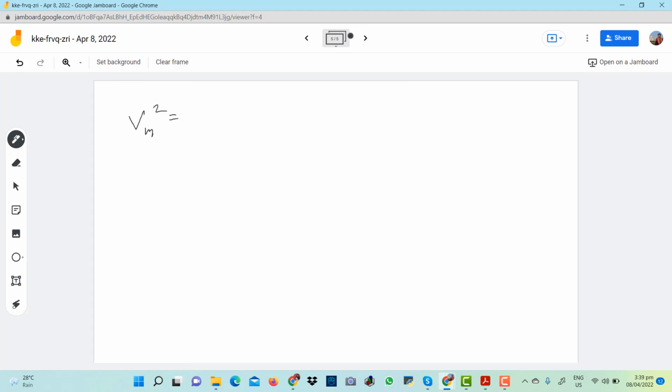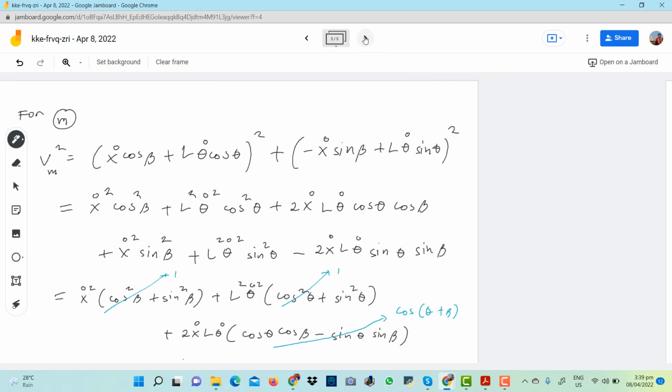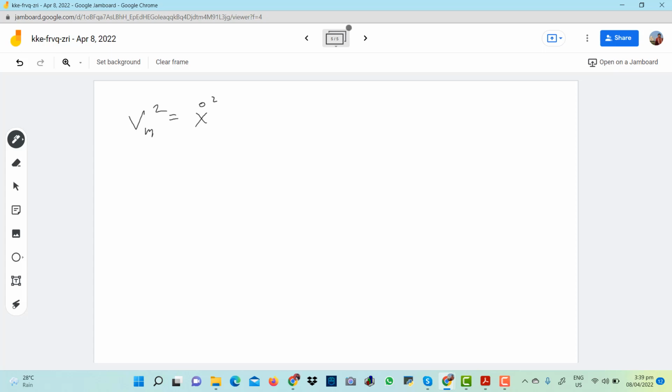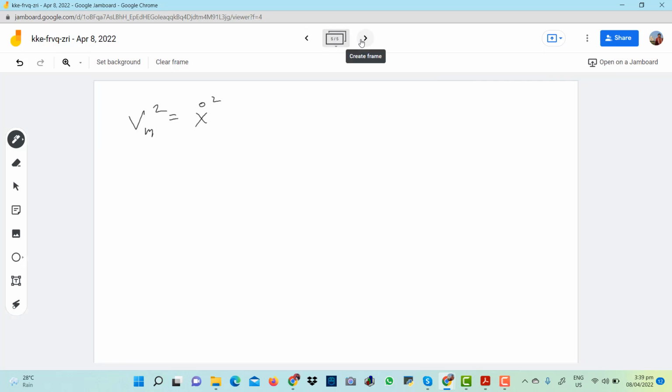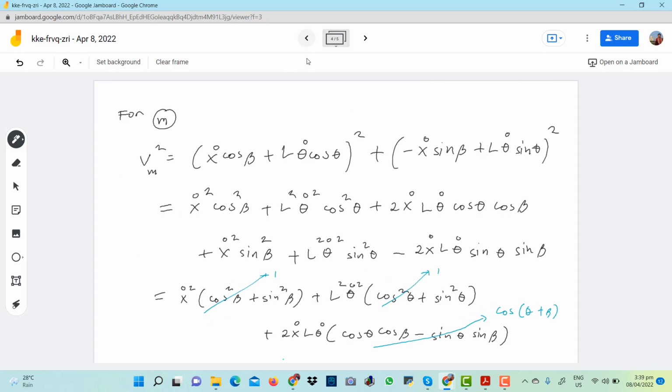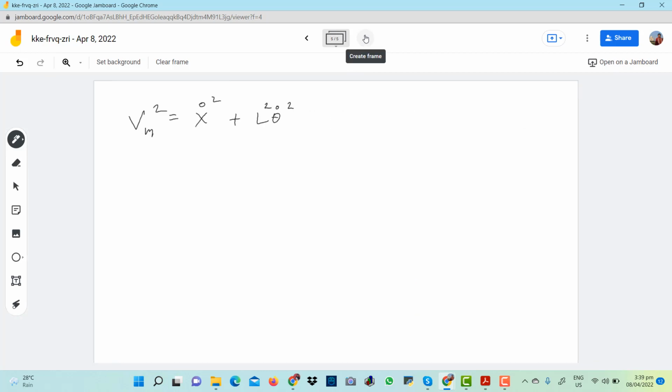So therefore, Vm squared has the translational motion term, x dot squared, and the rotational motion term, L theta dot, quantity squared, which is L squared theta dot squared. We will always see this L theta dot. Take note, L theta dot is actually the angular velocity term.